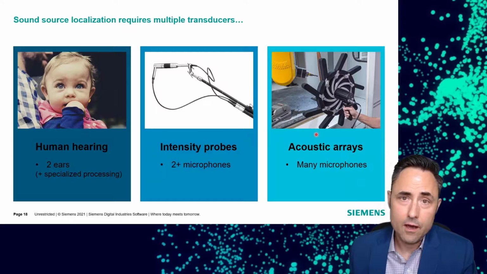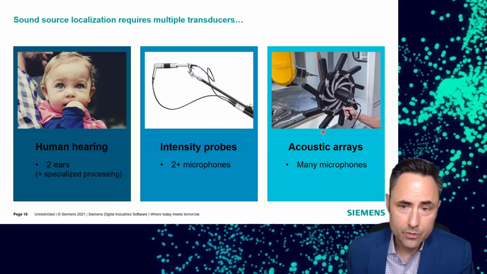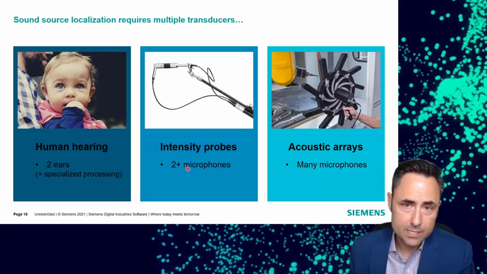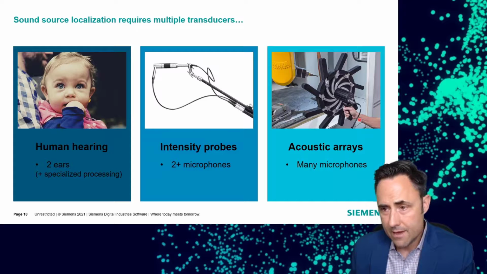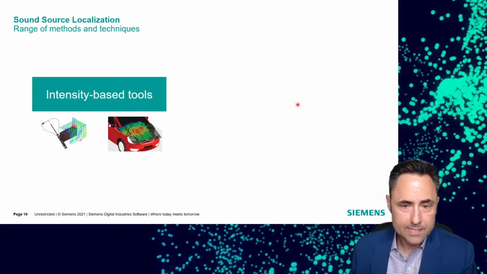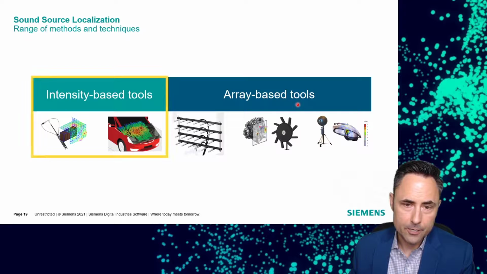Much the same way, all sound source localization tools are relying on multiple transducers to deduce where the sound comes from, okay? And we have two main strategies for this: intensity probes, where we have 2+ microphones, and then we have something called an acoustic array, where we have many, many microphones built into a single sort of device, okay? And both of these have the ability to help us localize where sound came from, okay? So we have intensity-based tools and array-based tools. We're going to talk about both of these here.